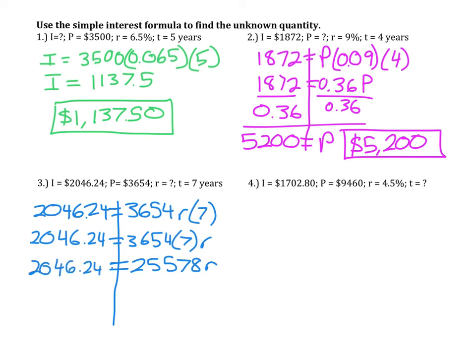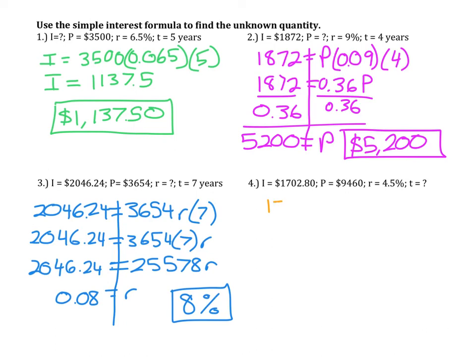And over here on the left, I still have 2,046.24. So now I just have to divide 2,046.24 by 25,578, and I get R equals 0.08. So that's my rate, and now I will write it as a percent. That equals 8%. And our final example for tonight, we're going to set this up the same way we've been setting them all up, using the formula, but we are looking for T this time.